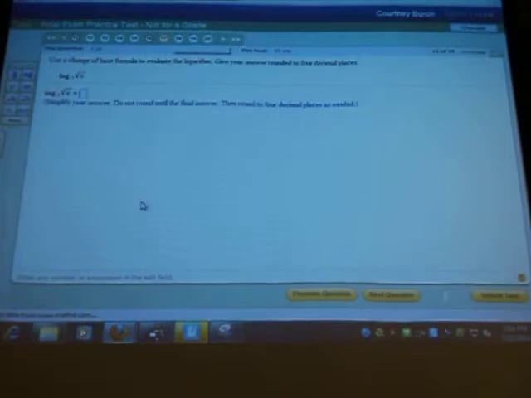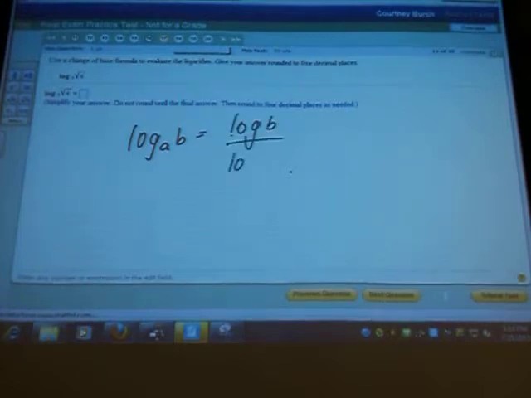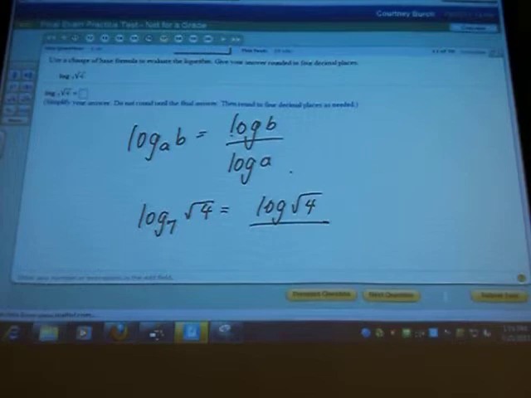Okay, number 17, change of base formula. What is the change of base formula? Log base A of B equals what? Log B over log A. So in this case, my B is square root of 4. I have log of square root of 4, which is 2. I don't know why I didn't have 2 there. Over my A is 7.